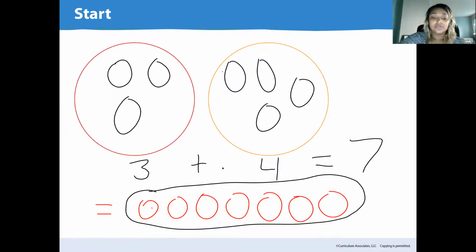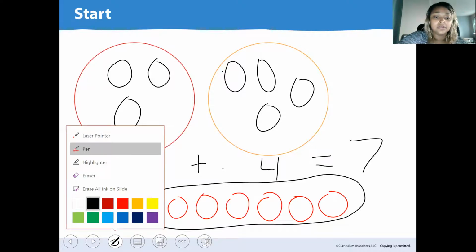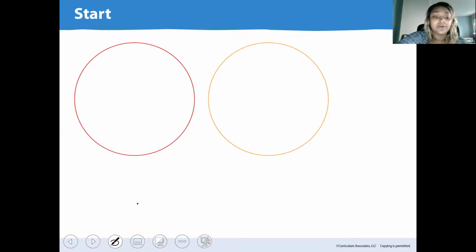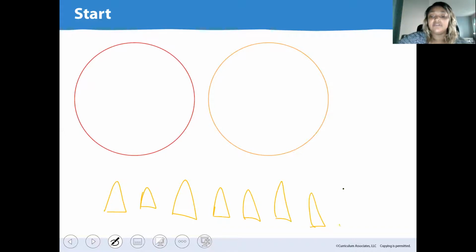Let's do another example. Let's do another one. 10 is such a popular number, so why don't we do 10? So let's do triangles. 1, 2, 3, 4, 5, 6, 7, 8, 9, 10. What is a way that I can split these up?